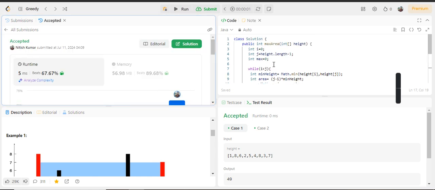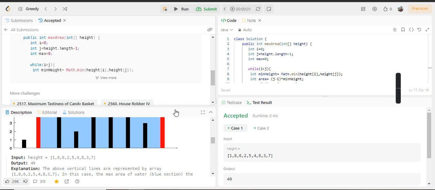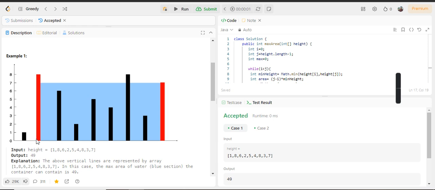This one is submitted. Let me explain it again. First we have defined int i, and j is the last line. So we have taken the first endpoint as i and the last point as j. Then we have taken the max area that could be stored. We have currently assumed that it is 0.